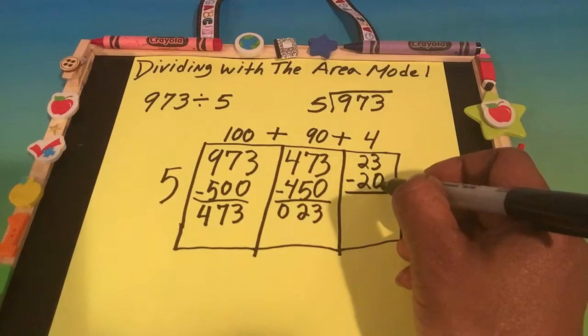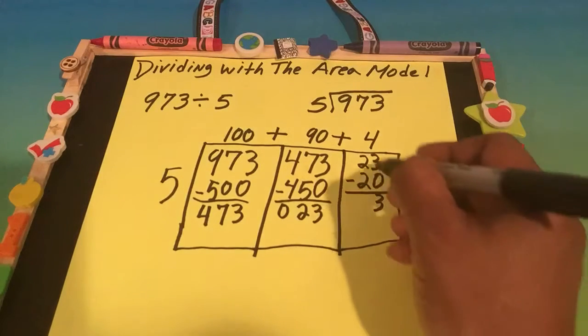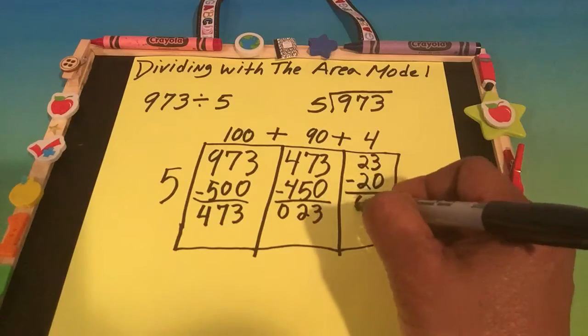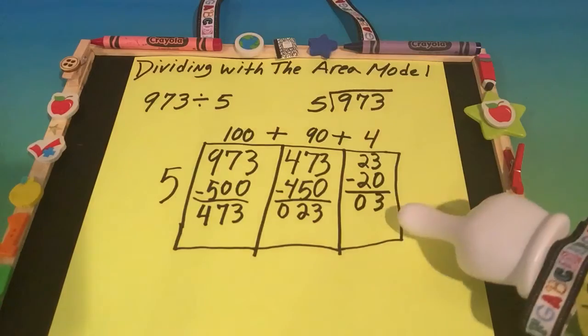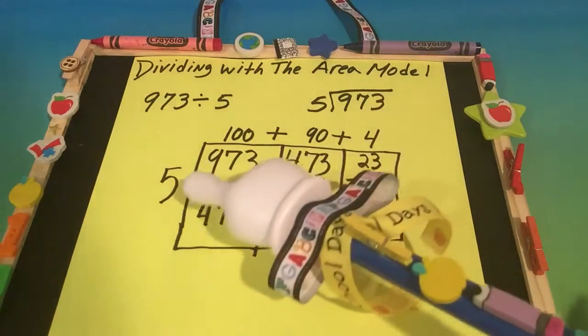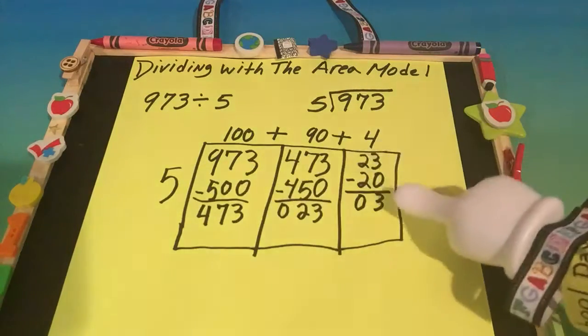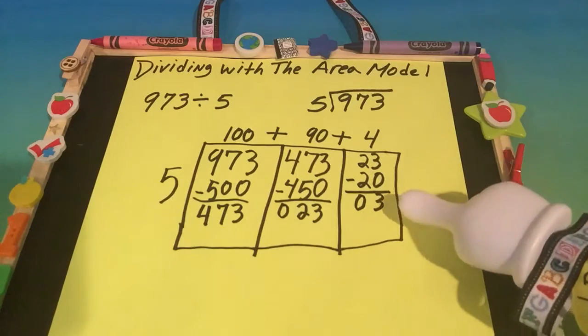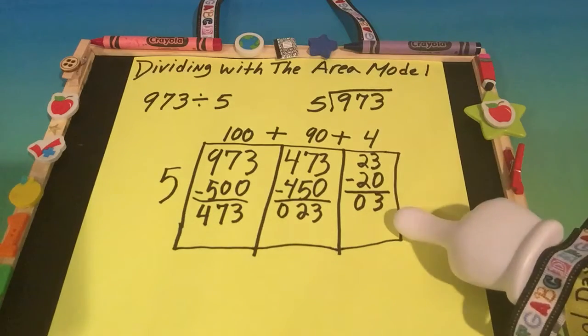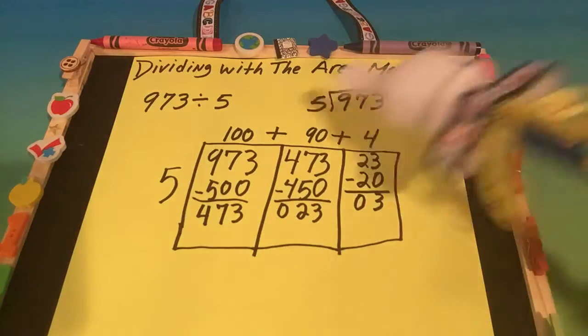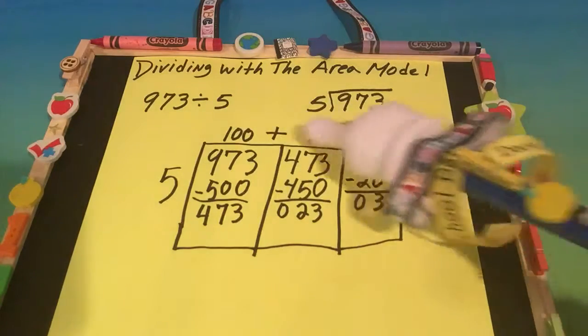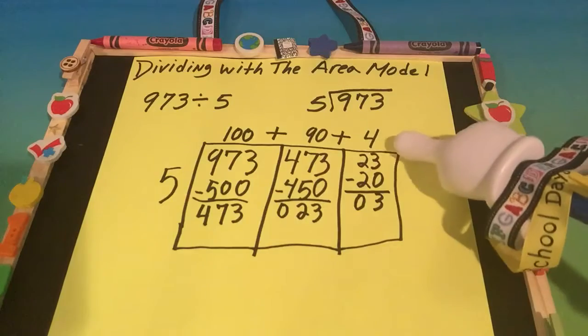3 minus 0 is 3. 2 minus 2 is 0. I now have a remainder of 3, and I can no longer get groups of 5 out of 3. So I know I can stop when my remainder is lower than my divisor. Now I can go ahead and add all of my partial quotients together.